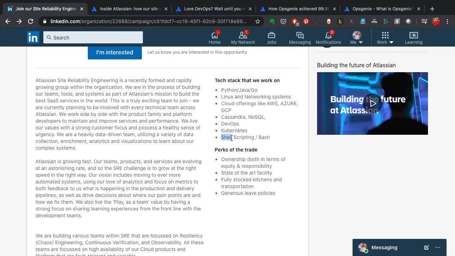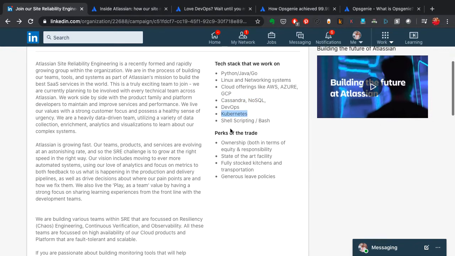Again, scripting. Even if you know one scripting language, even Bash, would get you through most of the interviews, most of the positions. So scripting, cloud, fundamental system engineering, application administration, a bit of DBA, and containers are going to get you through here.